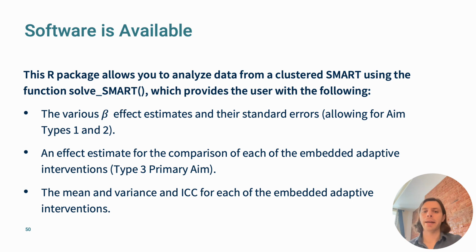This package will allow you to analyze data from a clustered SMART using the function solve_smart. In solve_smart, one function is going to provide you with a ton of stuff that you can use to analyze your clustered SMART. So it'll provide the various beta hat effect estimates and their standard errors, which will allow you to answer AIM types 1 and 2. It will also provide an effect estimate for the comparison of each of the embedded adaptive interventions, which is AIM type 3. And then for each of these embedded adaptive interventions, you will also have the mean, the variance, and the ICC. So you get all of this just from running a single function.